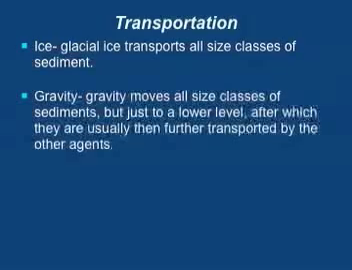All right, ice. Right now on Earth, there are glaciers, and in the past, there were a lot more glaciers on Earth, and ice will pick up any size class and transport it. It does no sorting, no rounding at all. So when the ice melts, it just dumps behind everything from clay, silt, sand, cobble, gravel, boulder, etc., and it doesn't separate them out at all.